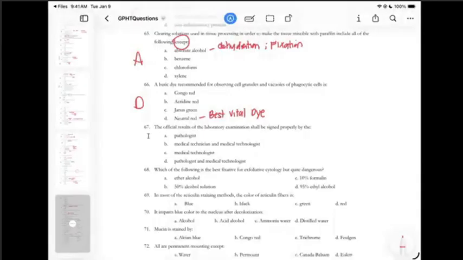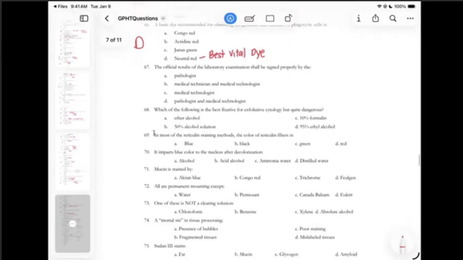So Congo red, other choices, Congo red, that's for amyloid. Pang amyloid yan. No? Acridine red, that can be used as a fluorescent stain. Janus green, that's for the mitochondria. So 66, letter D. 67, so the results of the laboratory examinations shall be signed properly by letter D, both the pathologist and the medical technologist. So for 67, letter D.